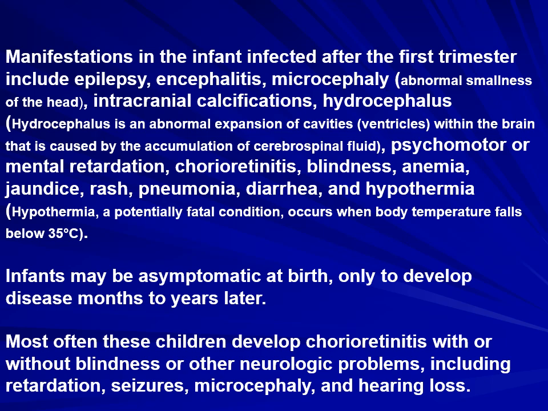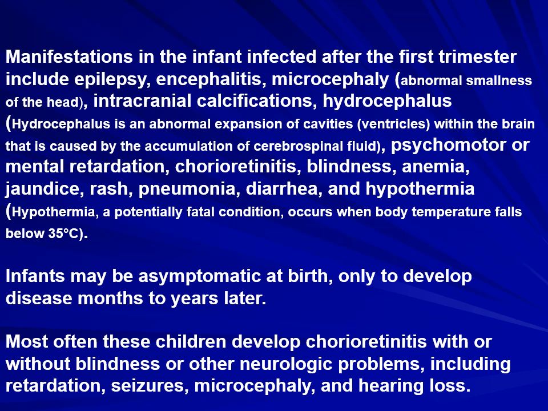These include epilepsy, encephalitis, microcephaly, which is an abnormal smallness of the head, intracranial calcification, which is the expansion and the overdevelopment of the bone of the skull, hydrocephalus, which is an abnormal expansion of ventricles within the brain because of a higher accumulation of cerebrospinal fluid, psychomotor or mental retardation, chorioretinitis that might evolve into blindness according to the heaviness of the infection, anemia, jaundice, rash, pneumonia, diarrhea, and sometimes hypothermia, which is basically when the temperature of the body falls below 35 degrees, and this might be potentially lethal.